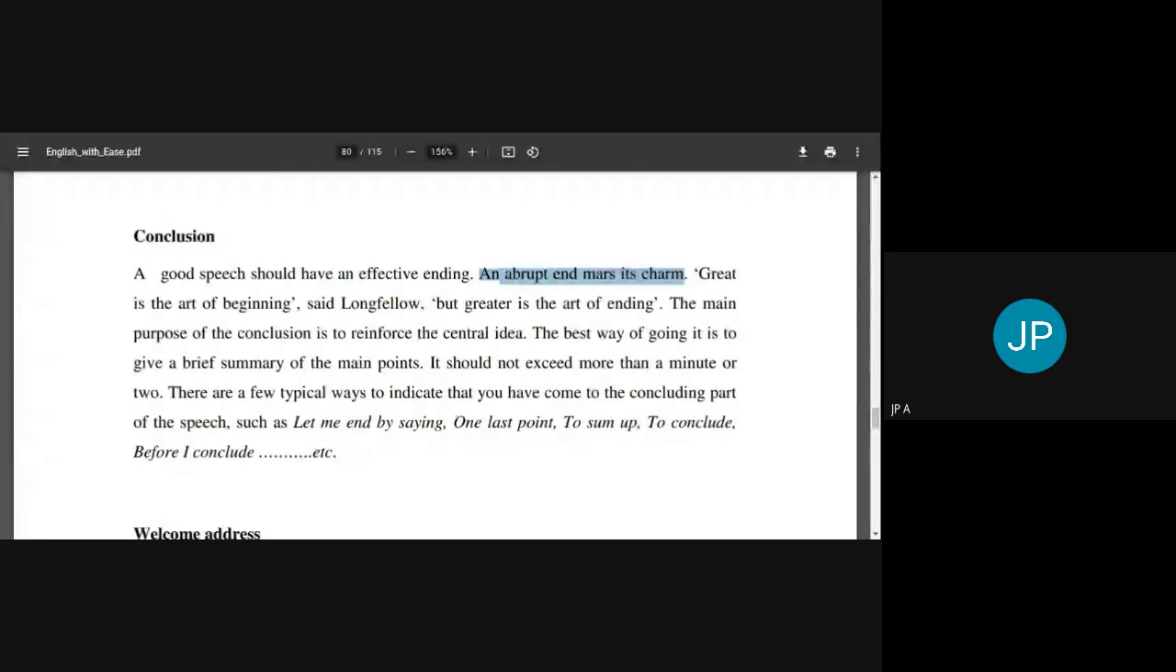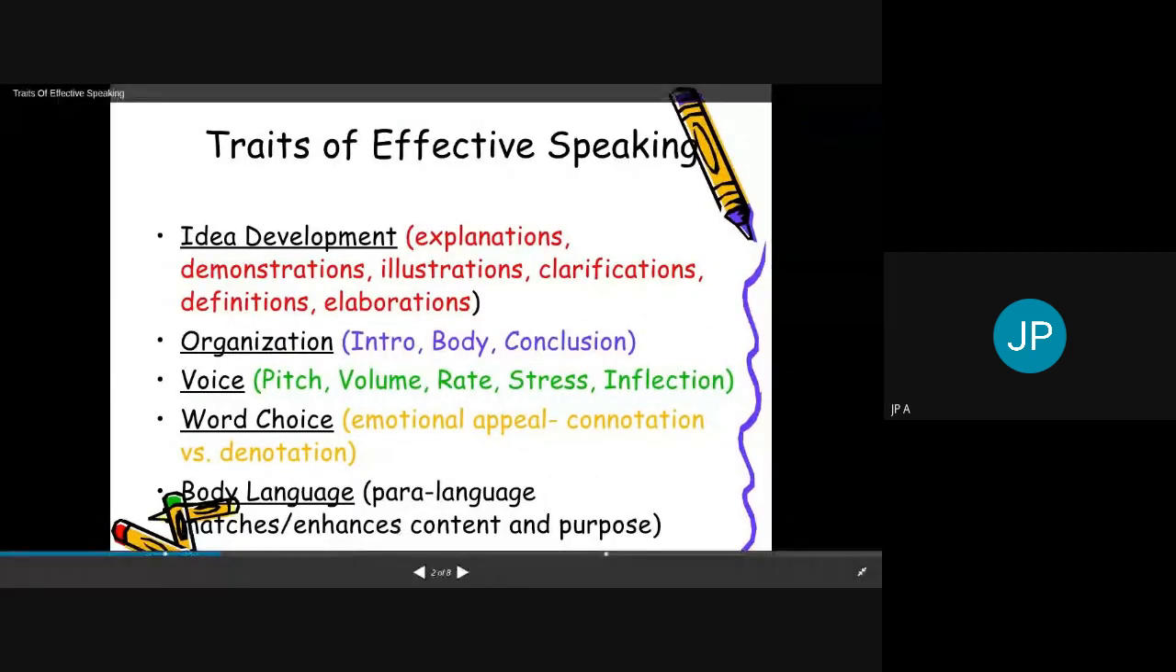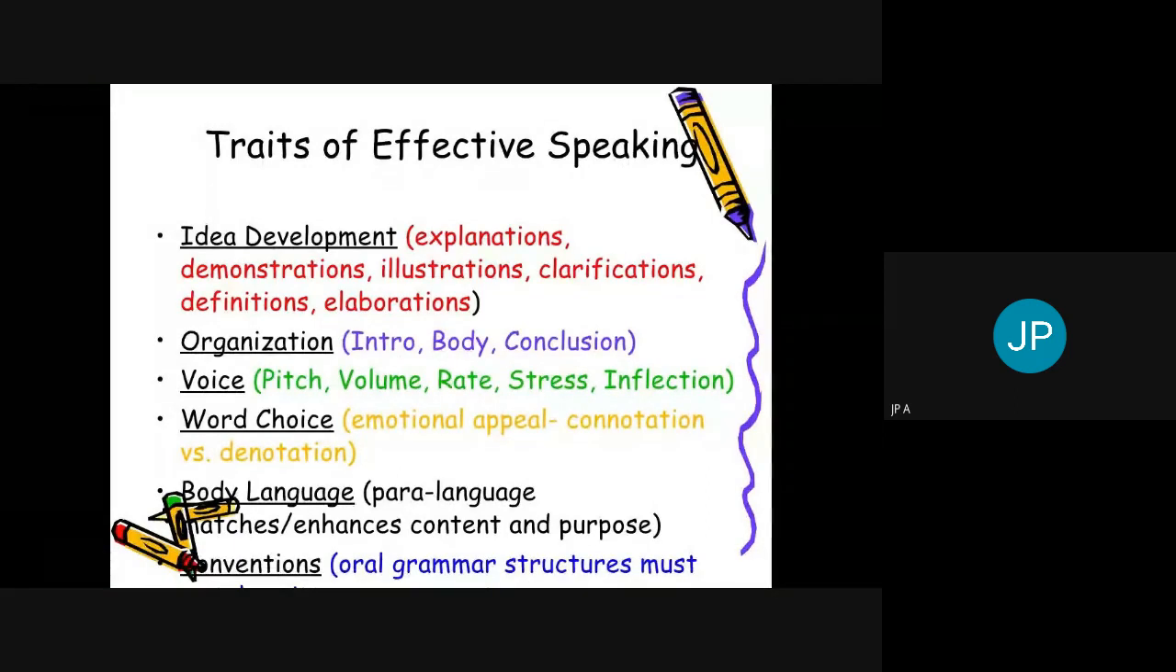So the introduction and the body and the conclusion, all these three are important. Also important are some other things which are not mentioned here. For example, the body language, because when you are speaking to the public, you are standing in front of them. And this aspect is very important. Body language means the way you present yourself before the audience.